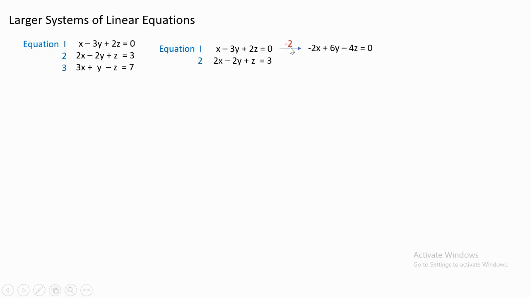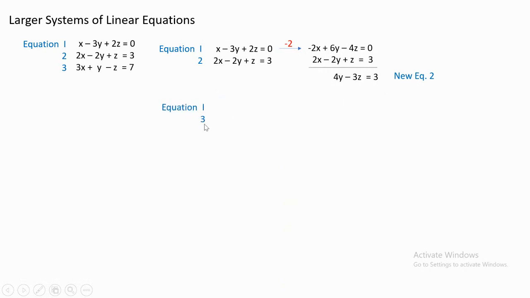Okay, so negative 2 times x will give me negative 2x. Negative 2 times negative 3y will give me positive 6y. Negative 2 times positive 2z will give me negative 4z. And negative 2 times 0 will give me 0. Right? And equation 2 stays how it is. So here we're going to get that 0x. Here we're going to get 4y minus 3z equals 3. So this is my new equation 2.